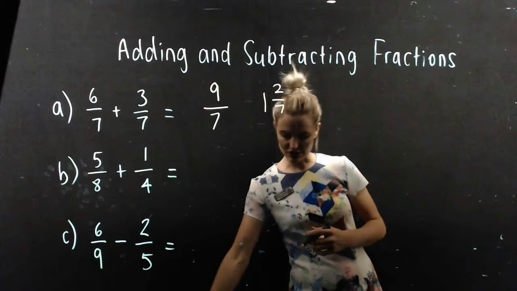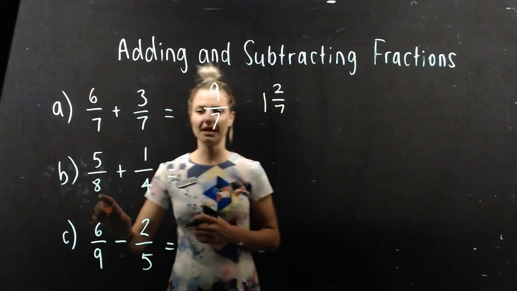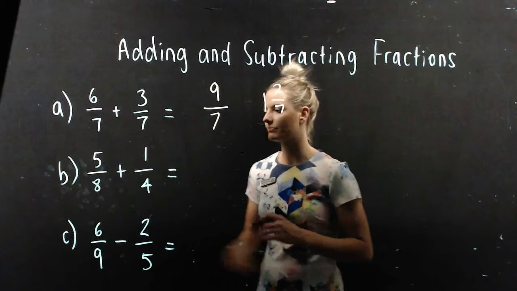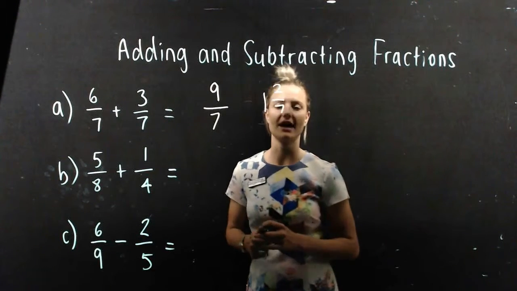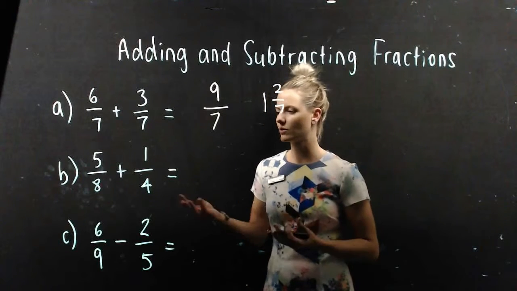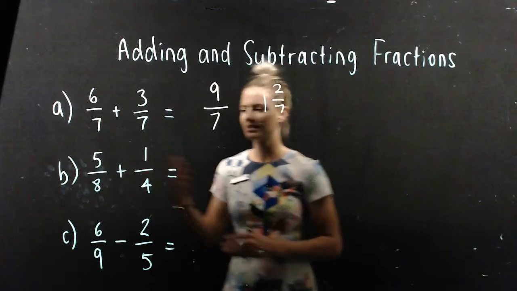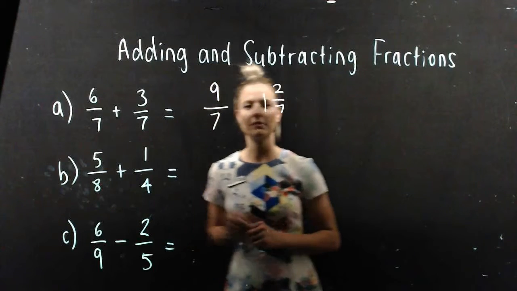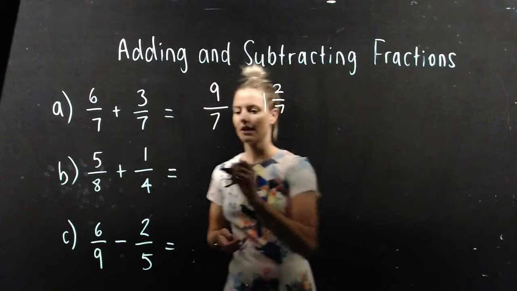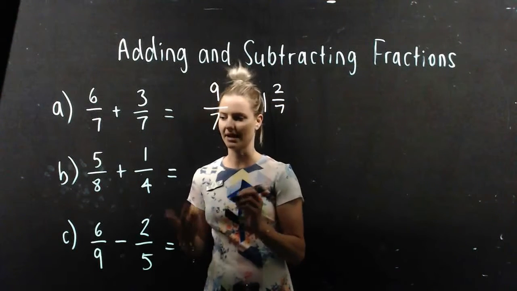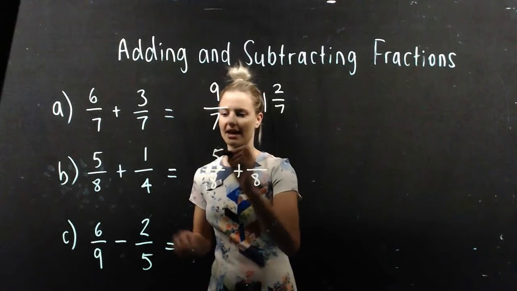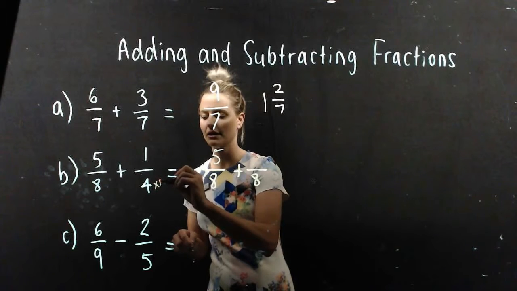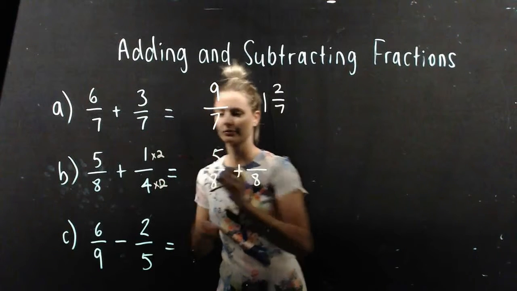The next thing to consider is B. Are the denominators the same? No, they're not. We need to make sure that the denominators are the same before adding or subtracting. So these are quite similar denominators, seeing as though 4 can simply be multiplied by 2 to reach 8. I'm going to make the lowest common denominator 8, keeping the first fraction the same, but multiplying this one here by 2.